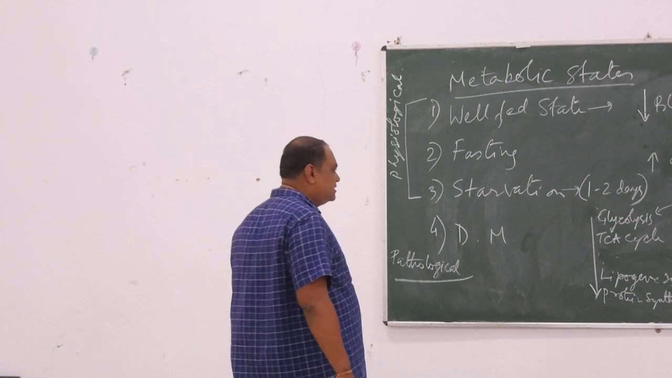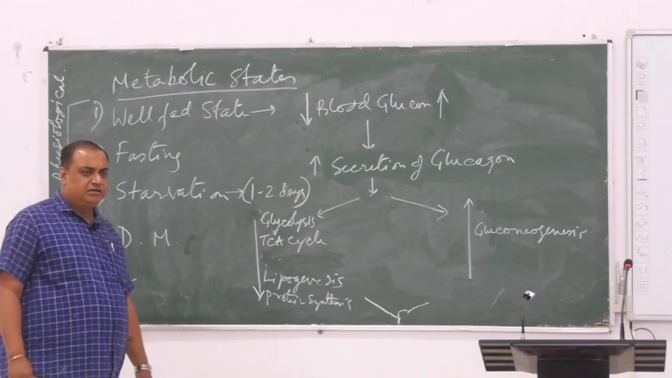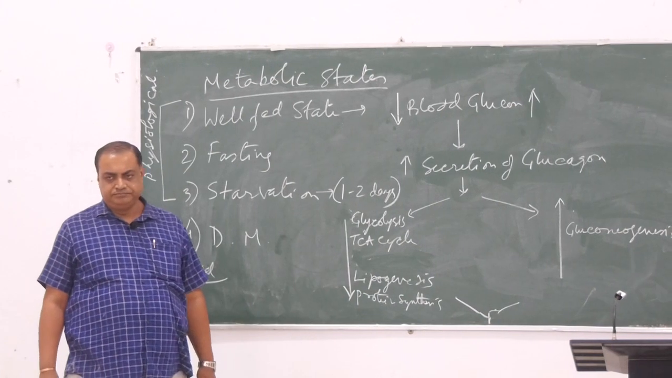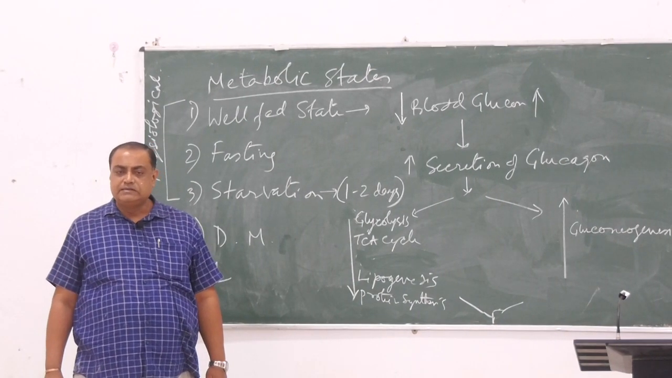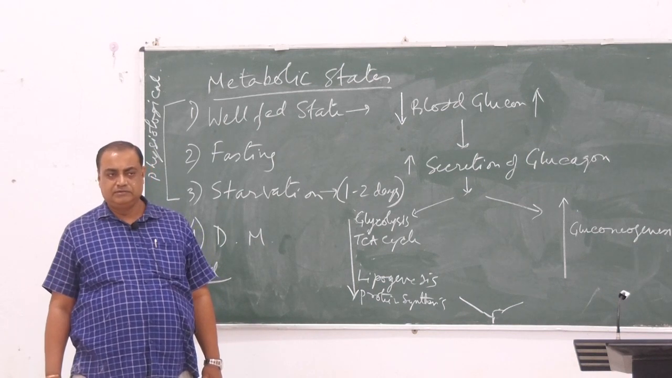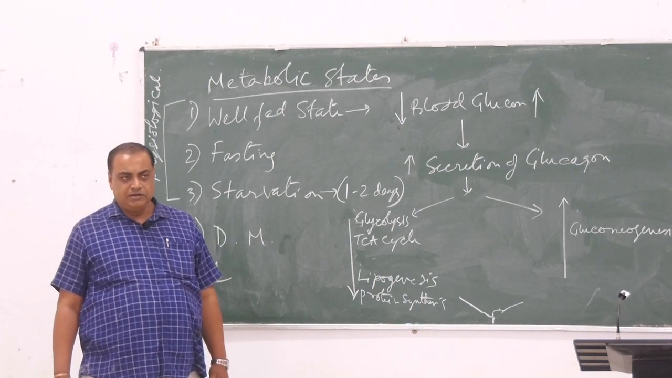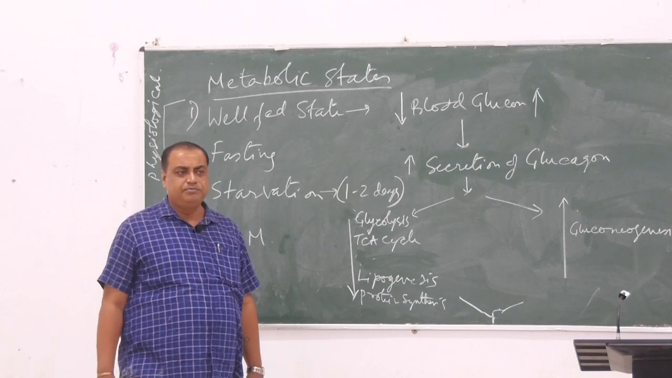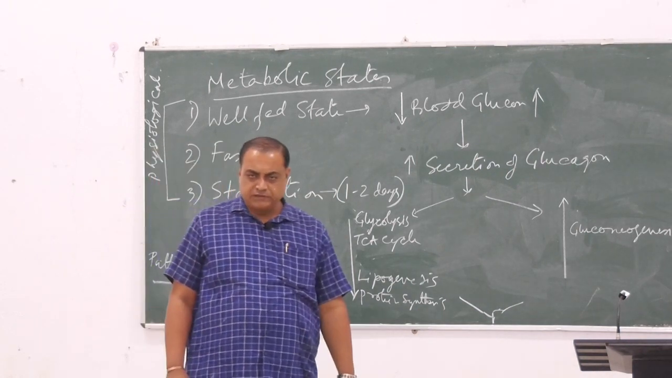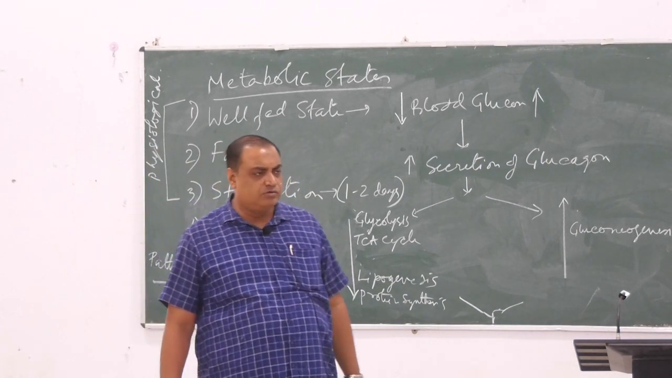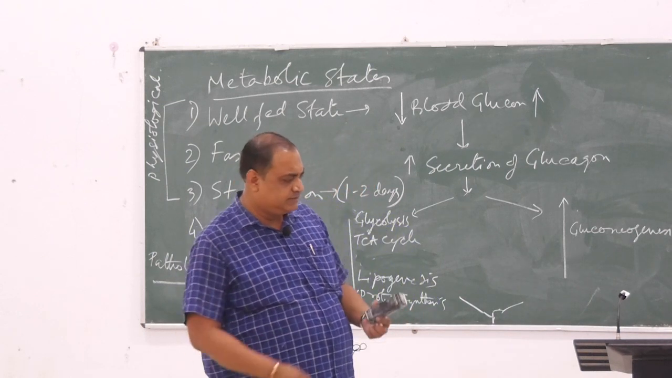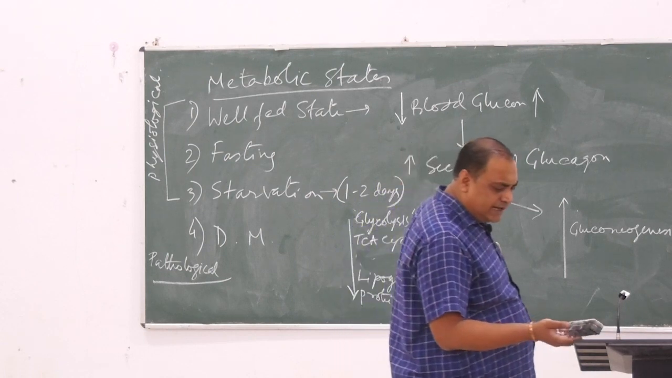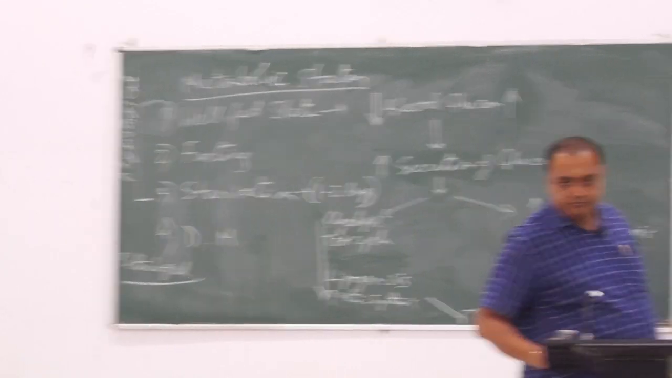In diabetes mellitus, what happens? There is uncontrolled hyperglycemia. And we have to reduce blood glucose level by several drugs. Correct? We have to take help from drugs, oral hypoglycemic drugs, and other drugs which excrete glucose from our body, like this. So that will be discussed tomorrow.